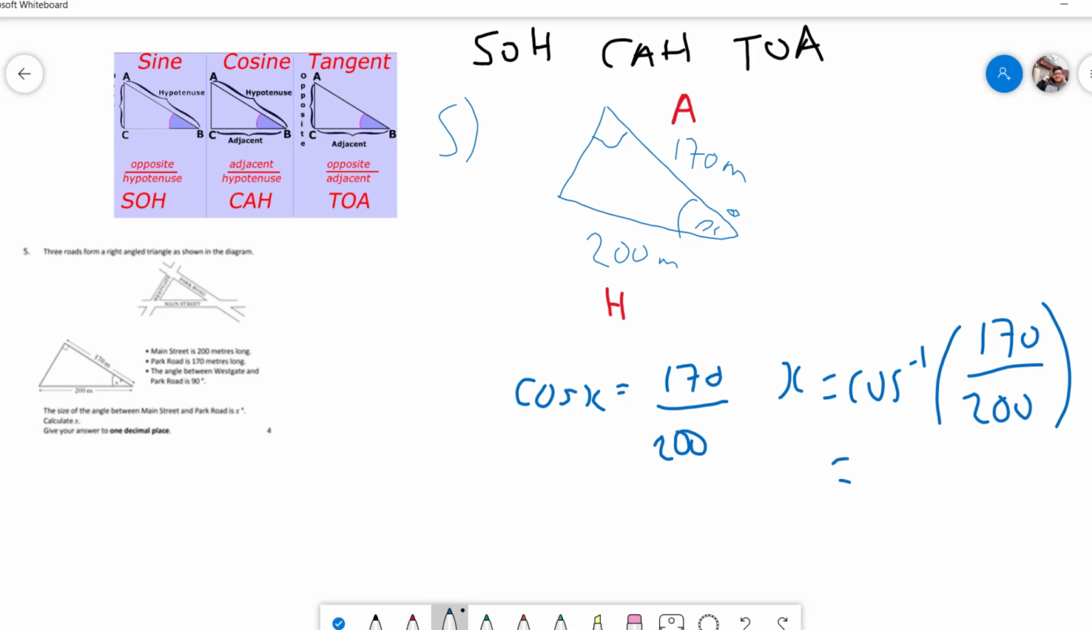and stick that in a calculator, and you get. So this is asking give your answer to one decimal place. So for one decimal place you get 31.8 degrees. X is equal to 31.8 degrees.